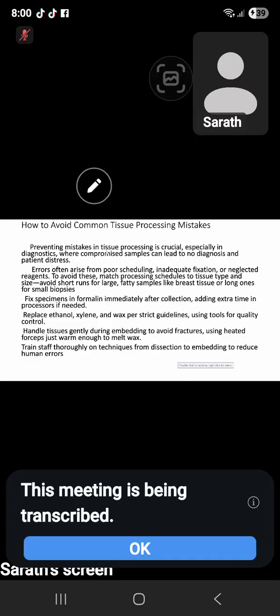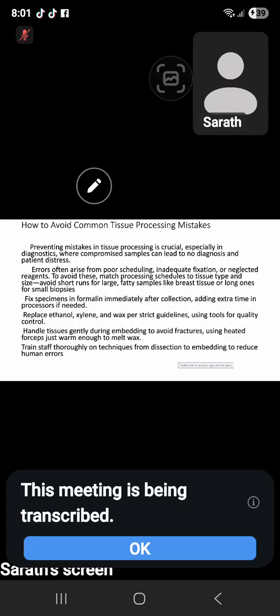Then preventing mistakes in tissue processing is crucial, especially in diagnostics, where compromised samples can lead to no diagnosis and patient distress. So that means if you are not doing the processing properly, it will cause big problems. That's the reason I am telling you processing is crucial. It should be done in the correct manner. Errors often arise from poor scheduling.